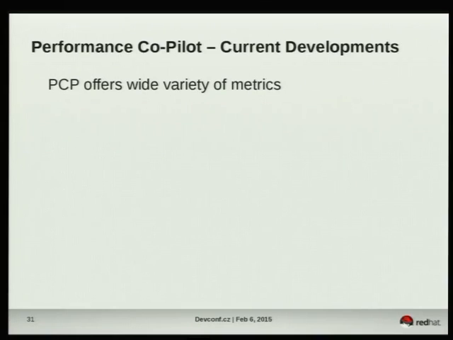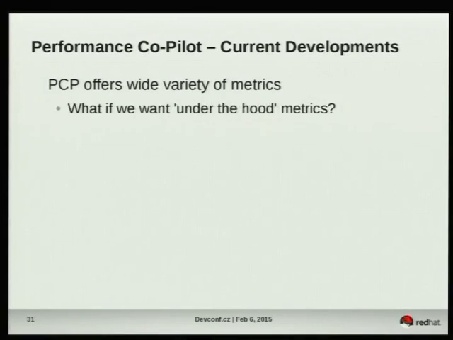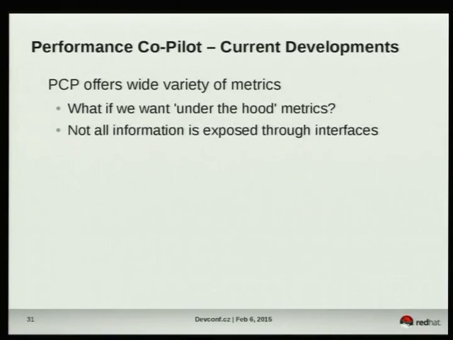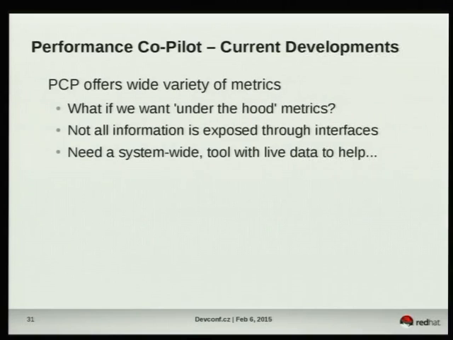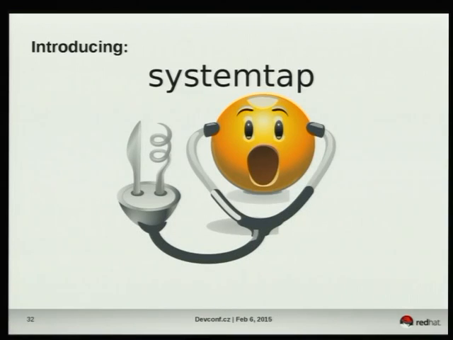So we offer a wide variety of metrics, but things like latency, for example, aren't necessarily exposed by interfaces. So what if we want under the hood metrics? For example, with Linux, we expose a lot of things through /proc, but we want user computed values. And really, we need an extra tool for this. So, introducing SystemTap. This is a tool that my team uses to basically go under the hood with live data.